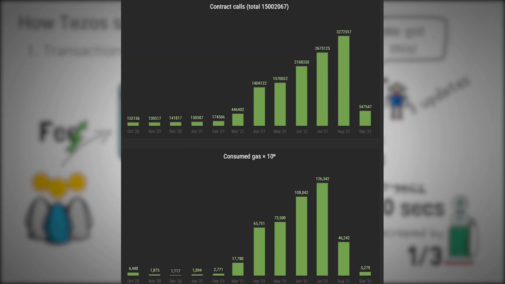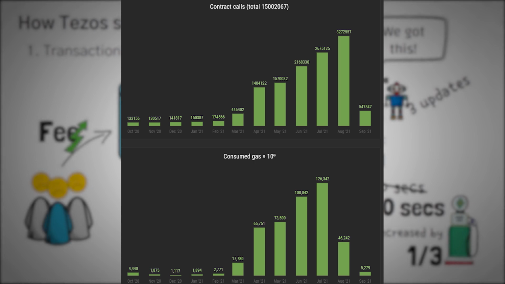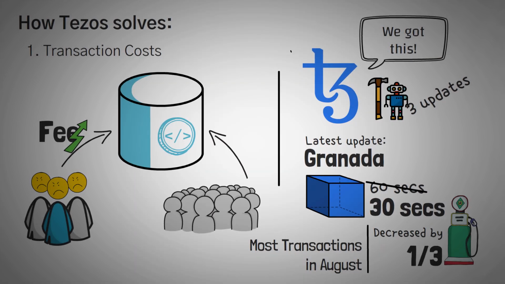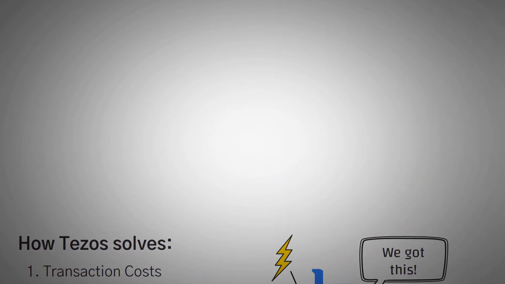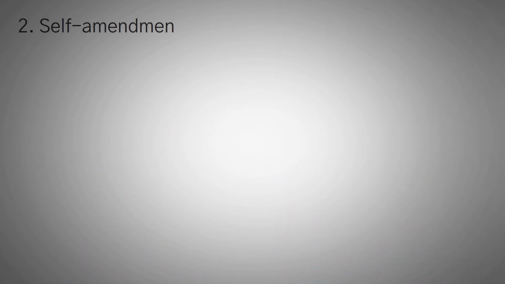I mean, just take a look at this. In August, they had the most transactions in the whole history of Tezos, and the gas fees were so much less than the month before. The network already outperforms Ethereum in throughput and speed, and as the Tezos community focuses on growth, more advancements are likely. Secondly, we have the self-amendment process, and this is probably my favorite part of Tezos.